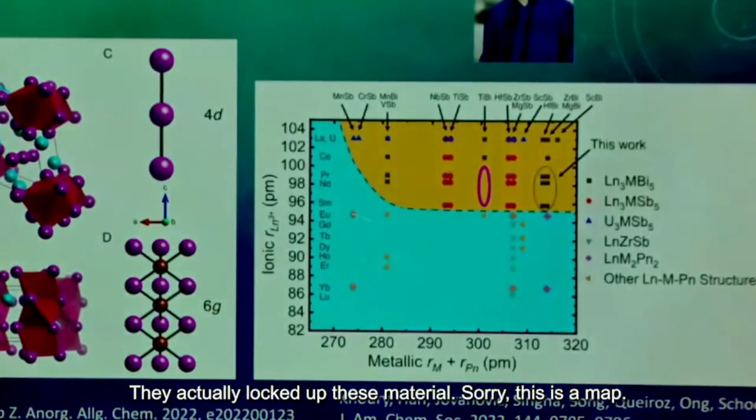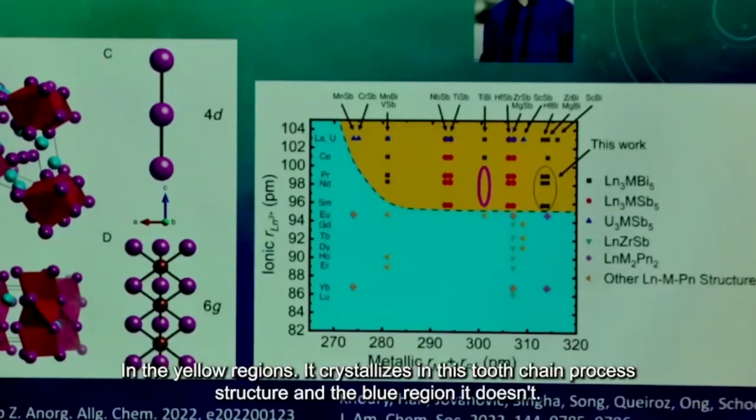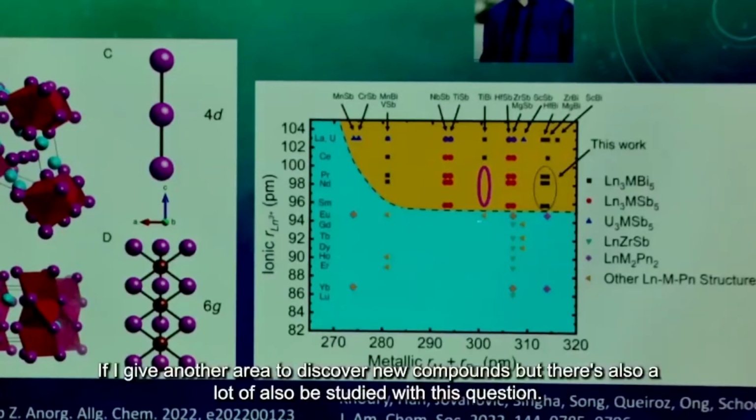Oh, sorry, I forgot this. There are actually lots of these materials. This is a map where we plot the rare earths here and the other elements here, and all the points represent a material that exists in this crystal structure. In the yellow regions, it crystallizes in this two-chain crystal structure. In the blue region, it doesn't. We found those, or Jason found those compounds to be new. We think there's another area to discover new compounds, but there's also a lot of compounds to be studied with this crystal structure and the linear chain.